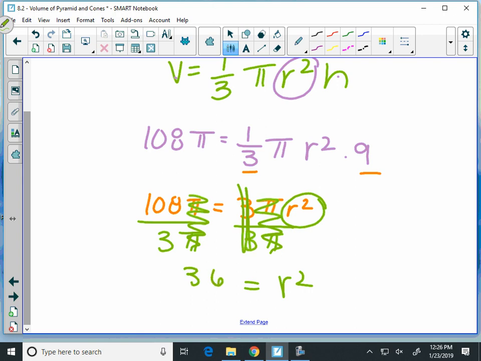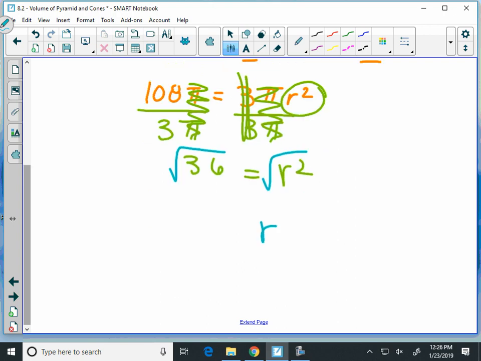And what's 108 divided by 3? 36. Is r by itself completely? No. What do we have to do to get it completely by itself? Square root. Very good. We got to get rid of that square. So we're going to square root. So when we do that, what's the square root of 36?